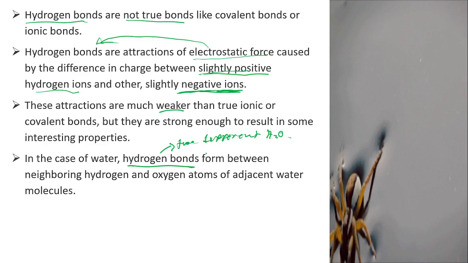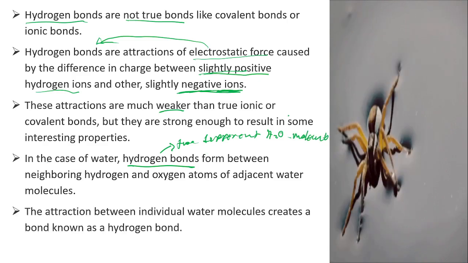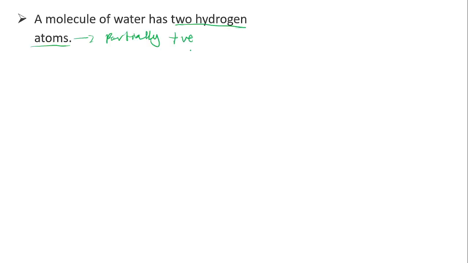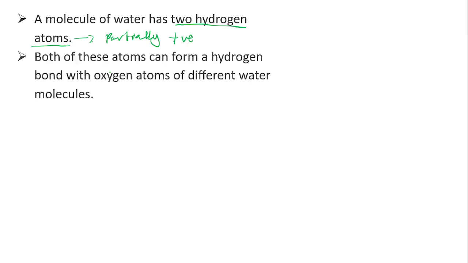Okay. Now, after we understand this hydrogen bond, we need to understand something when you talk of the properties of water. So a molecule of water has two hydrogen atoms, and these two hydrogen atoms are what? Are partially positive. Okay, that's the first thing you need to understand. And then both of these atoms are able to form a hydrogen bond with an oxygen atom of a different water molecule.